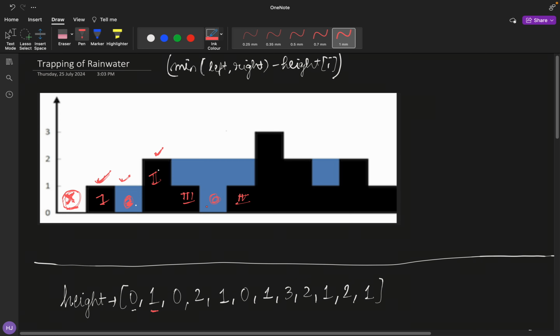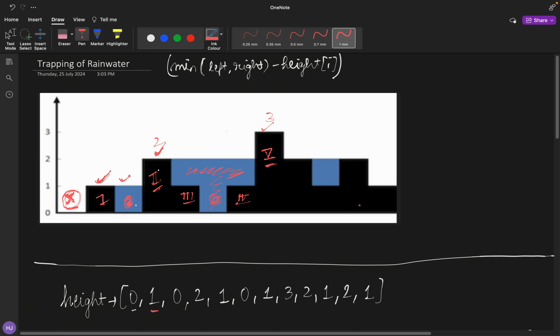But this is quite naive to say, because what is actually happening is that we are trapping water between building number 2 and building number 5. So we can hold a lot of water between these two buildings, because there exists a good height difference between them, that is 3 and 2.